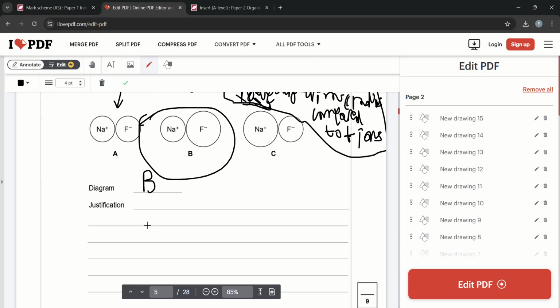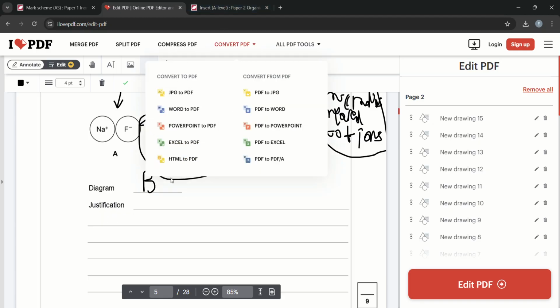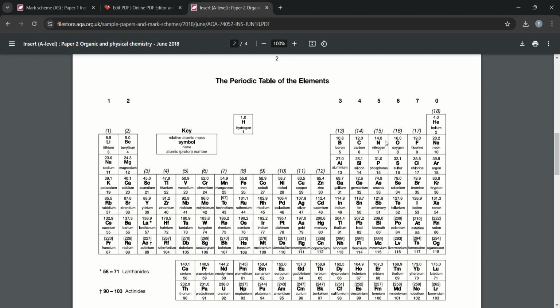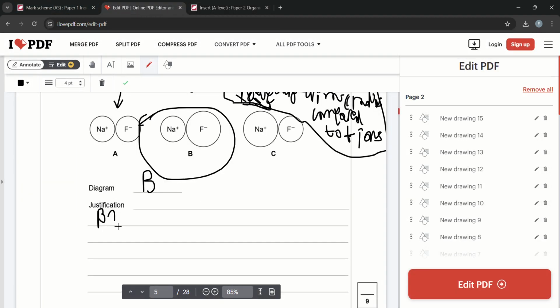The reason being, first things first, Na plus and F minus. Na plus is 11 minus 1, so we're going to have 10 electrons. F minus would be 9 plus 1, so we're going to have 10 electrons. So both Na plus and F minus are isoelectronic. You don't really need to know this, I don't think, but it's a really nice word. Isoelectronic means having the same number of electrons.